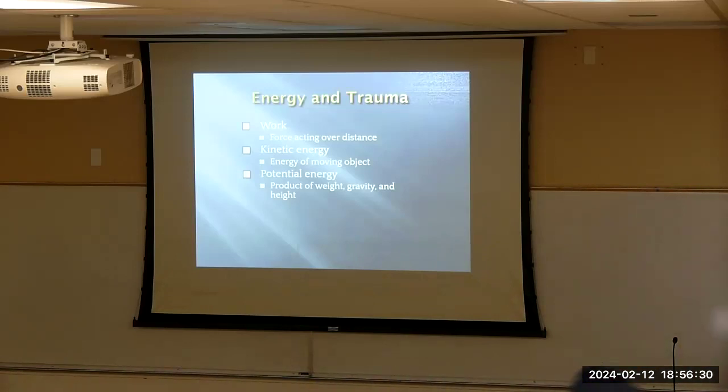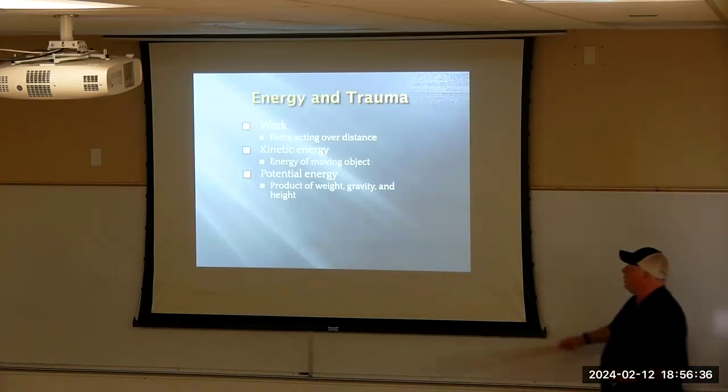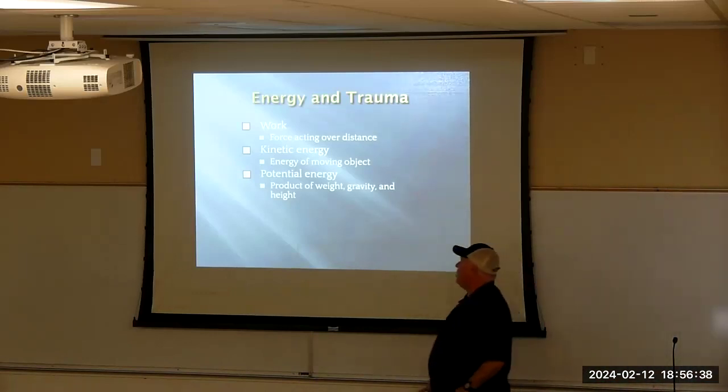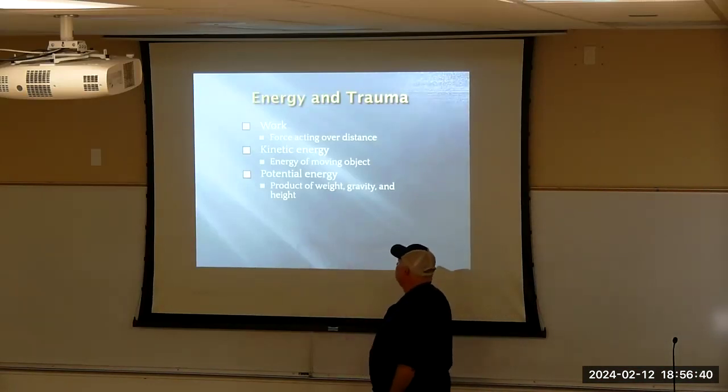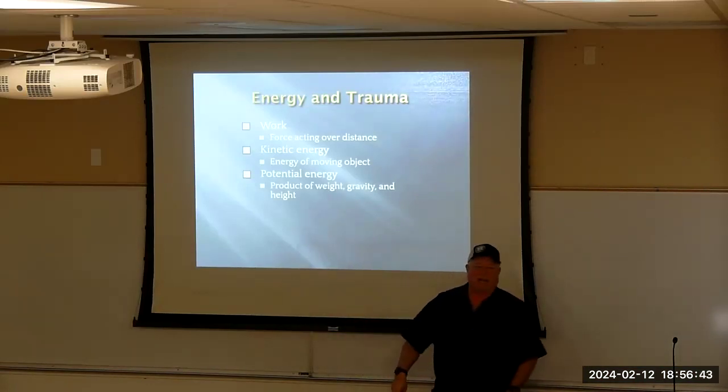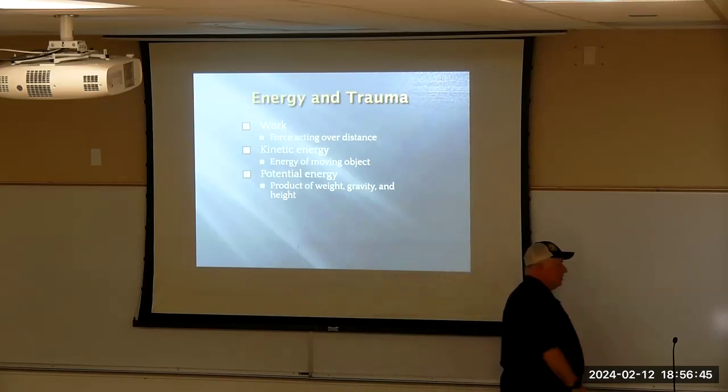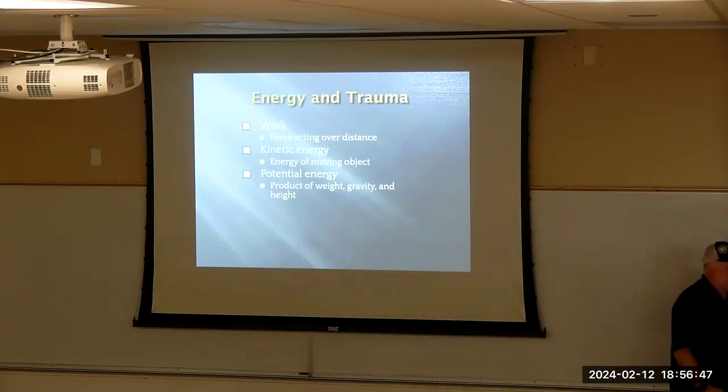So energy and trauma: work is defined as force acting over a distance. Kinetic energy is the energy of a moving object. Potential energy is the product of weight, gravity, and height that is not in motion yet. Any questions?